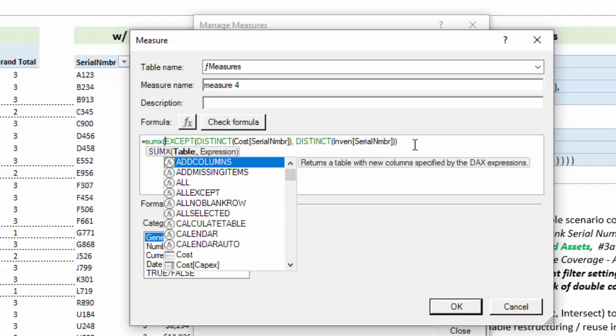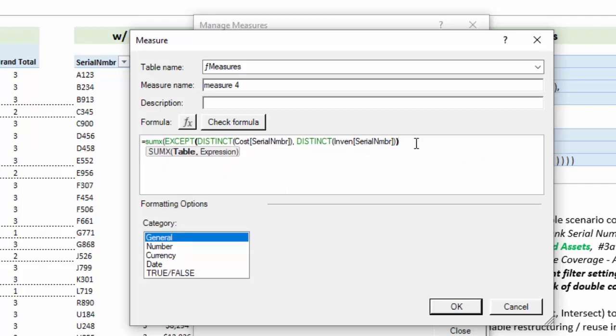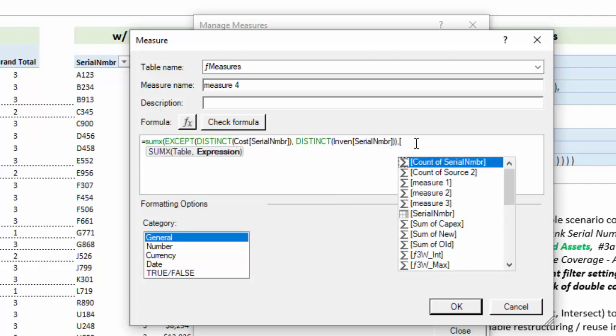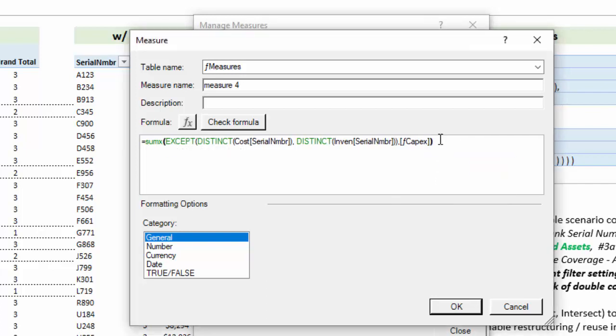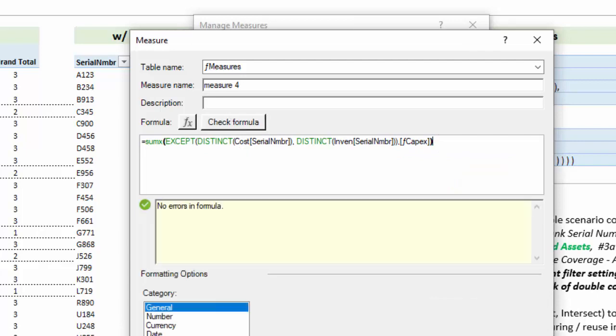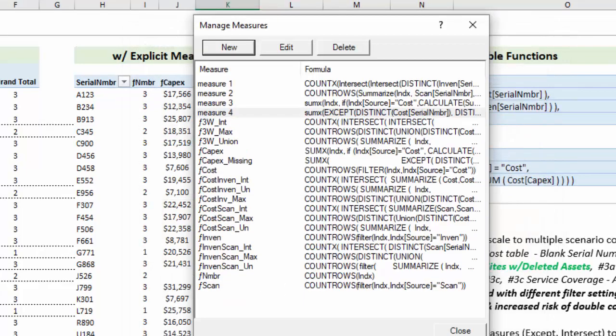But we want to have a subtable here, which is only the missing one. And now we want our CapEx that we had, that we ginned up. Here's our CapEx value. Apply calculate. We close that out. That works.